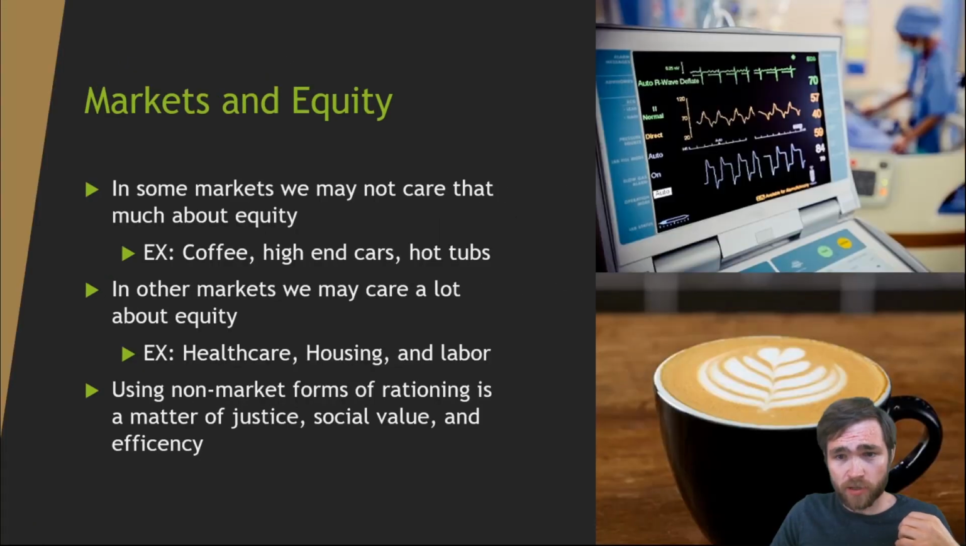It's important to note that in some markets we may not care that much about equity. For instance, it may not be all that important that the supply of coffee is equally distributed among its consumers, or high-end cars or hot tubs, these kinds of consumer luxury goods. But in other markets, we may care a whole lot about equity. For instance, markets for healthcare, housing, or wage determination in labor markets. So, using non-market forms of rationing is a matter of justice, social value, and efficiency. And all of these considerations, once again, lie outside of our highly simplified supply and demand diagram.